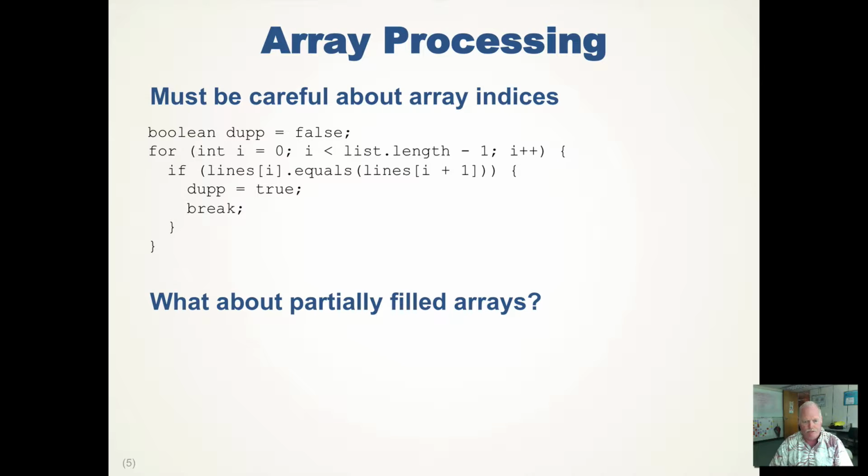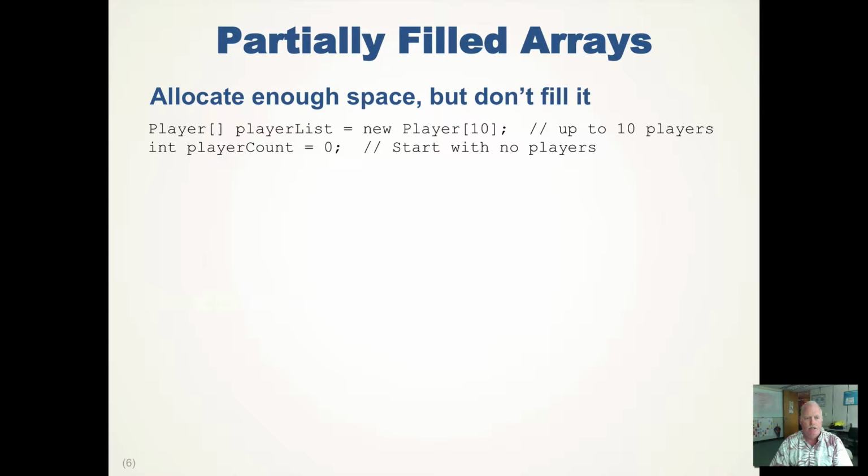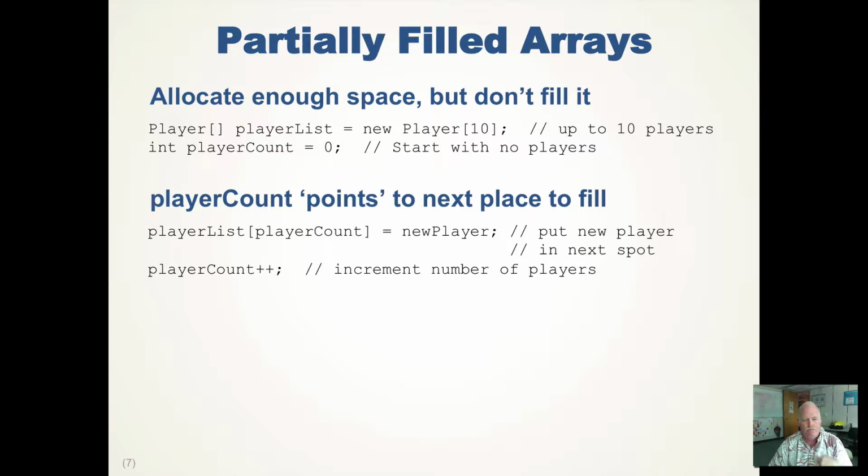So what do we do about partially filled arrays? What if we created an array of 10 items and we only used the first 3? Here's an example of creating a player array called player list. It holds 10 players, but we don't have any in it. So if we access the 0th thing, it is null. If we tried to compare the 0th thing to the first thing, we would get a null pointer exception. So player count actually points to the next empty space, the next place we can fill.